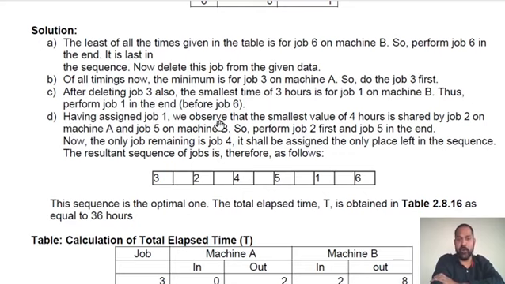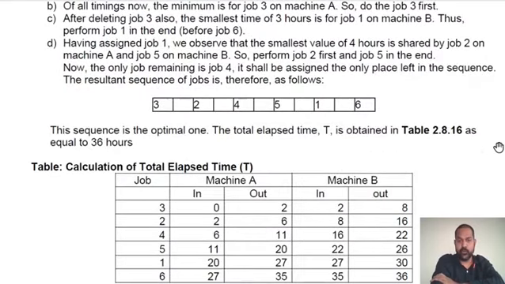Having assigned job 1, we observe that the smallest value 4 hours is shared by job 2 on machine A and by 5 on machine B. So perform job 2 first and job 5 in the end. Now the only job remaining is job 4. It shall be assigned to the only place in the sequence. The resultant sequence of the job is therefore 3, 2, 4.